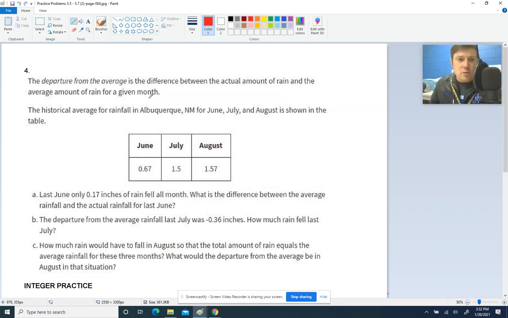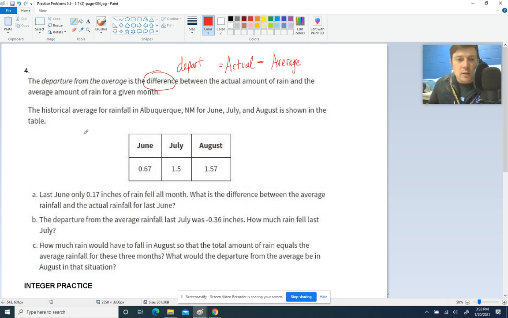Okay, so the departure from the average is the difference between the actual amount of rain and the average amount of rain for a given month. So it's a subtraction between actual, I'm going to write this down, actual minus average. This is how we find the departure. I'm just going to call it depart. It is found by doing actual rainfall minus the average rainfall.